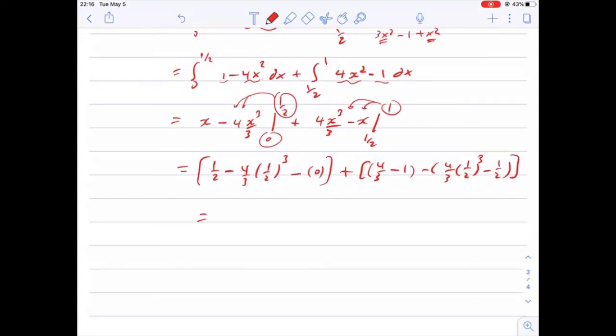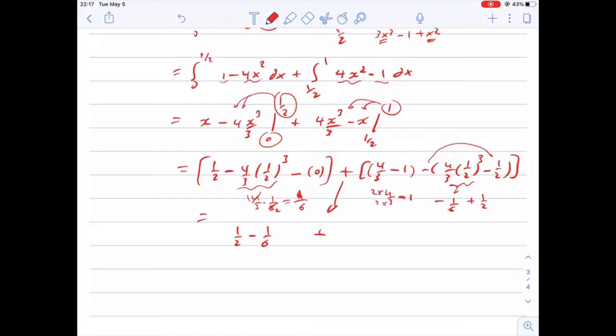Now we simplify. We get here 1/2. This is 4/3 times 1/8, which is 4 over 24. We can simplify, this is 1 and this is 6. That means we have 1/6. So 1/2 minus 1/6 plus, here we have 4/3 minus 1, and here this is 1/8, and as we did before, this is 1/6, and this is now negative times negative is positive.